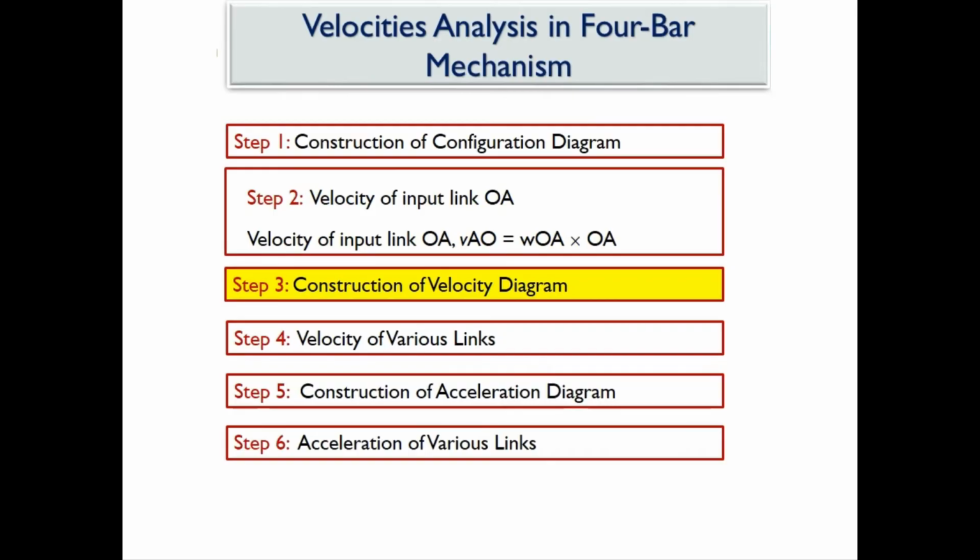Step number 3, using the known direction and magnitude, we construct the velocity diagram. Then step number 4, once the velocity diagram is done, we can calculate the velocity of various links by just measuring the lengths. In step number 5, we are going to construct the acceleration diagram by using the known magnitudes and directions. Finally, once the acceleration diagram is done, we are going to measure the various sides of it in order to find acceleration of various links.